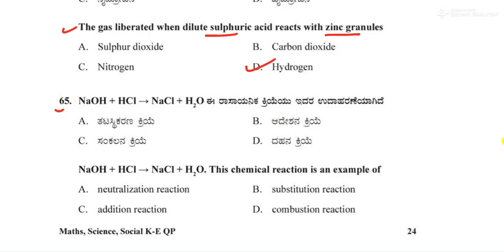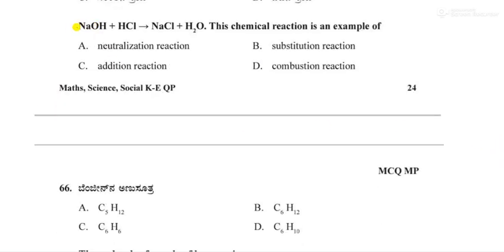Next is question number 65. What does it say? NaOH plus HCl gives NaCl plus H2O. Okay, this is the chemical reaction, and it is an example of dash. If you observe properly, this is sodium hydroxide and this is HCl, correct? So acid is reacting with base. This is acid, this is base, to form a salt, sodium chloride, and water. This is called a neutralization reaction. Option number A is the correct answer.